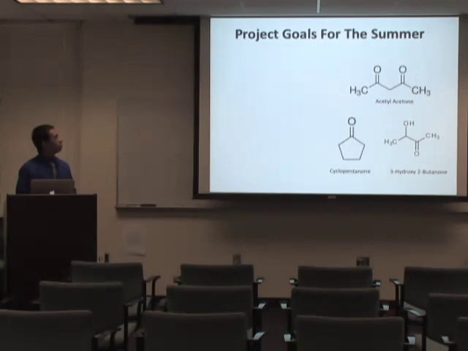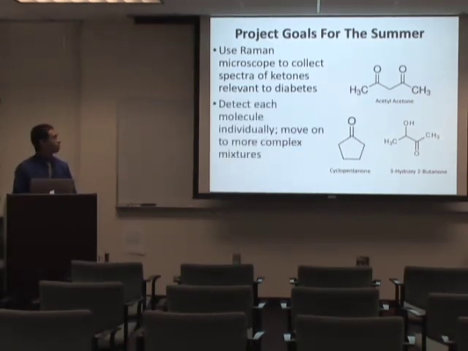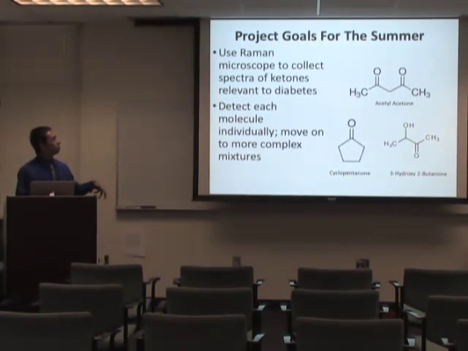So what I'm doing is detecting each of these molecules first individually to begin creating, like I said before, a library. As I continue on with my project, I'm later going to move on into more complex mixtures of these ketones. In a blood sample of a diabetic, you don't just find one ketone, it's actually a mixture of many. So to better mimic these samples, we want to create a mixture of all of them together to get a better understanding of the spectra that we'll collect.